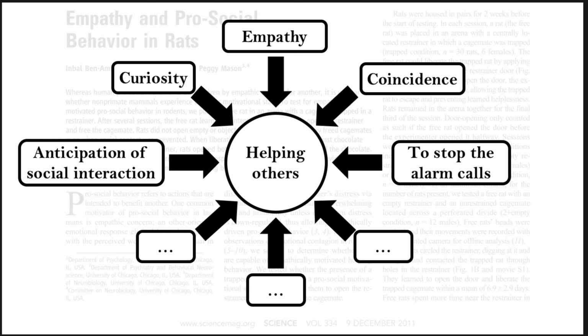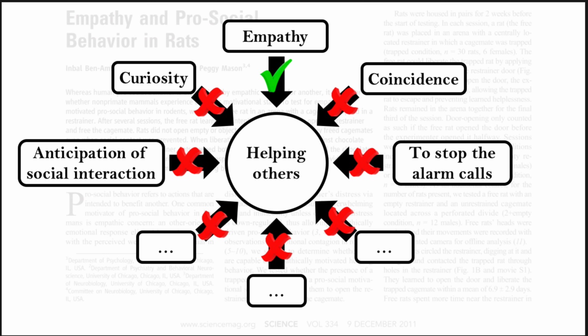For example, they just feel curiosity about what you are doing there. Or they try to save the rat and play with it for some social reward, or just try to stop its alarm call. Or, more simply, it is just by coincidence. But from their further testing, they ruled out other possibilities and showed that the rats helping each other is most likely based on empathy, as with us human beings.